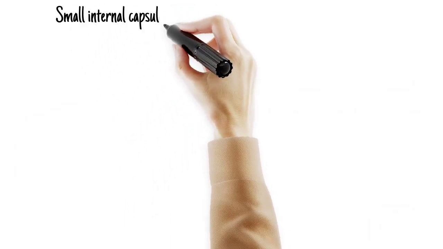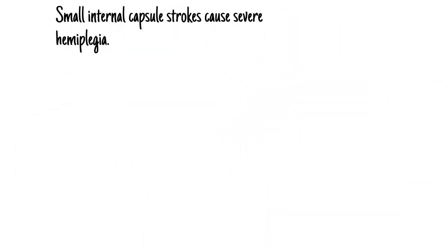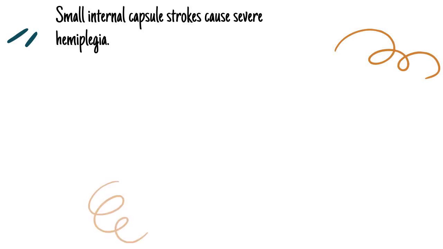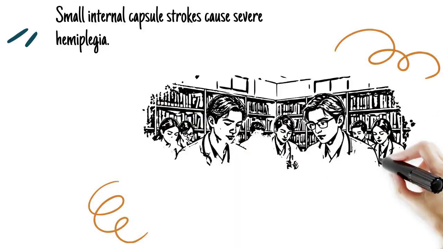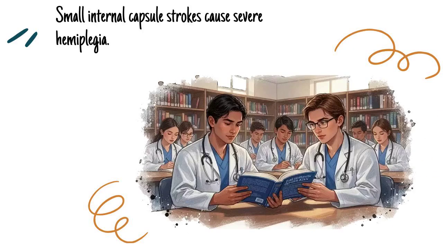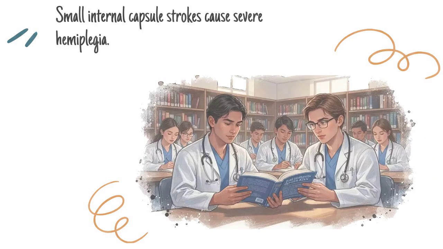Because motor fibers are tightly compacted in the internal capsule, even a very small internal capsular stroke can produce severe hemiplegia. Equal face, arm, leg weakness especially suggests a subcortical capsular lesion rather than a cortical lesion.